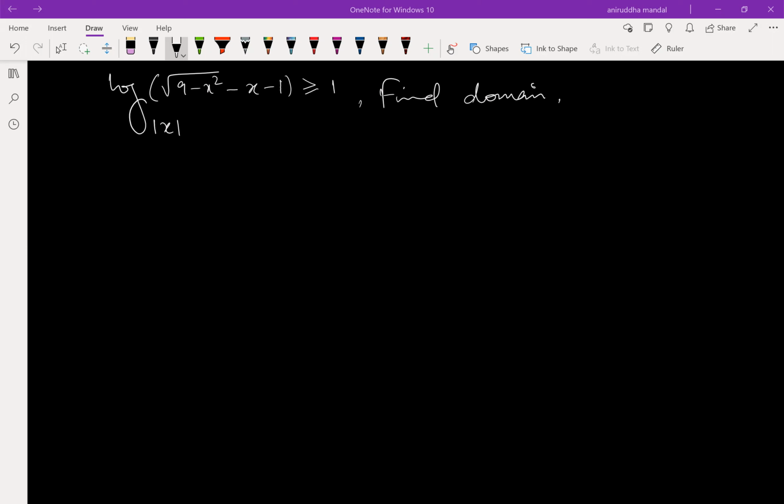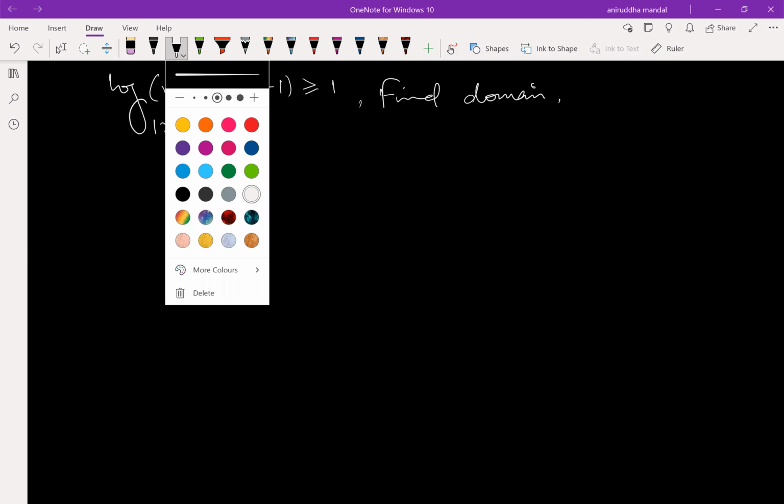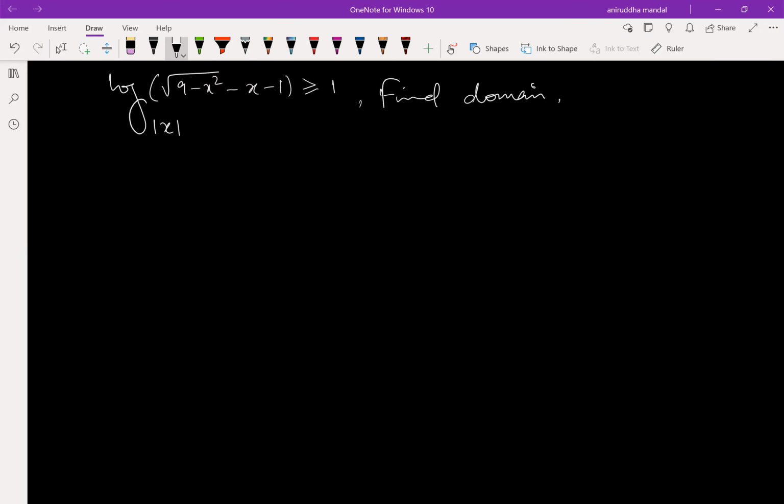So today we have a problem based on the log. This expression is given: log base x of the bracket, square root of 9 minus x square, minus x minus 1, is greater than or equal to 1. You have to find the domain of this function. What we can do is we can write this function, and 1 can be written as this.